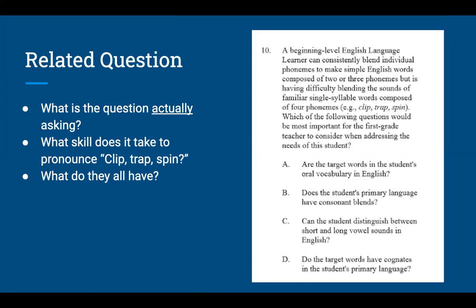So let's review the answers. A, are the targeted words in the student's oral vocabulary in English? B, does the student's primary language have consonant blends? C, can the student distinguish between short and long vowel sounds in English? And D, do the target words have consonants in this student's primary language? So again, we're specifically talking about blending in this question.